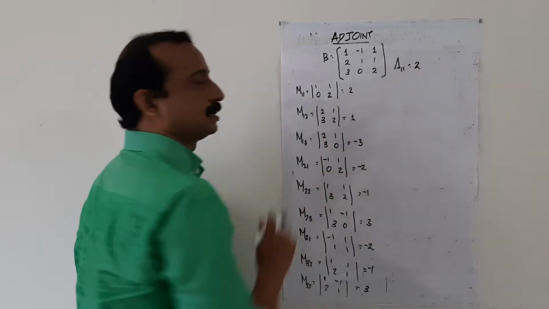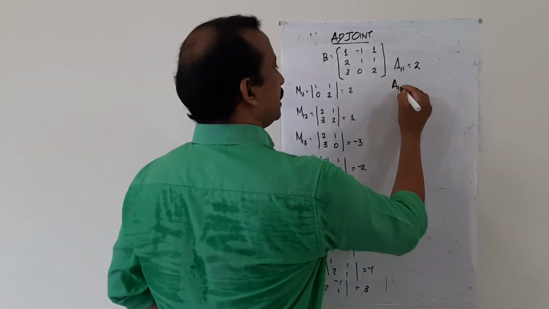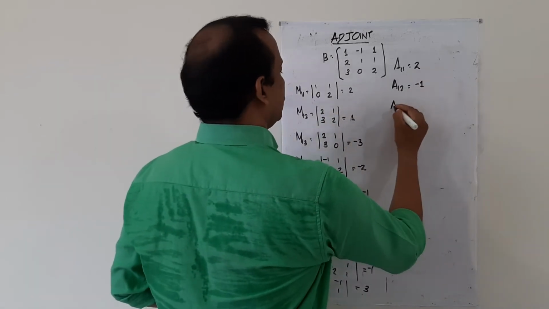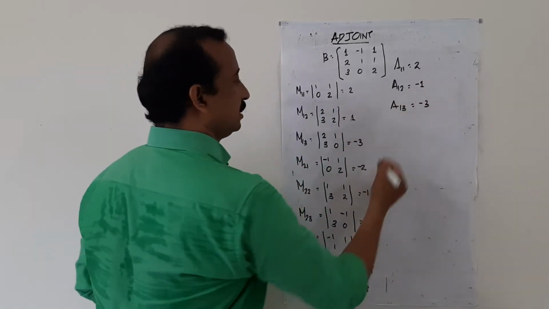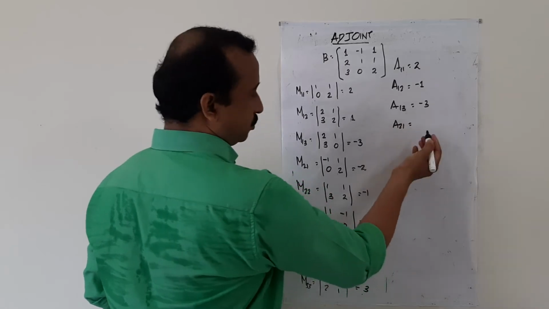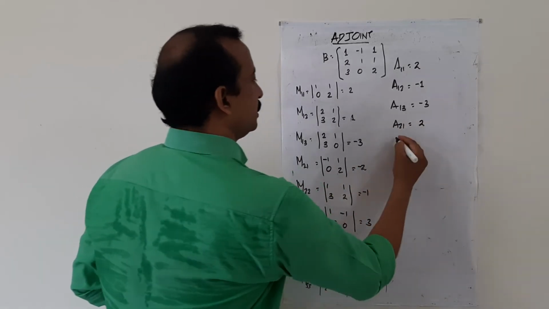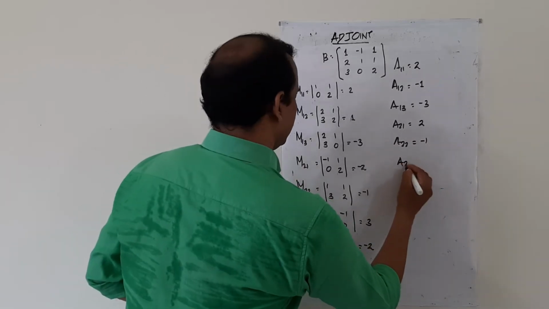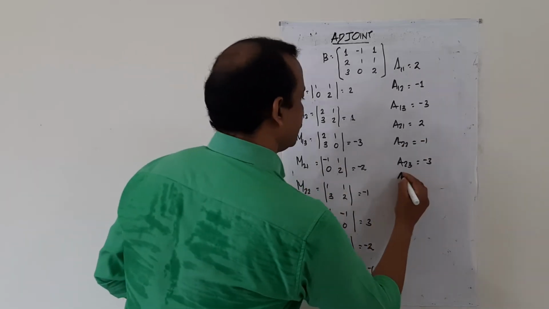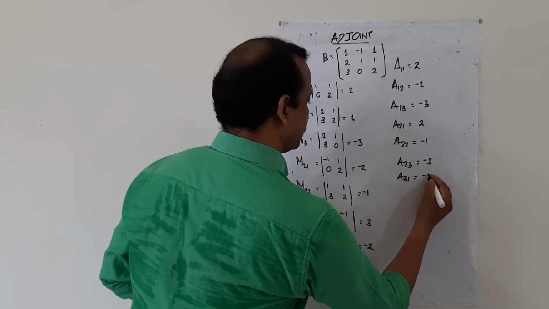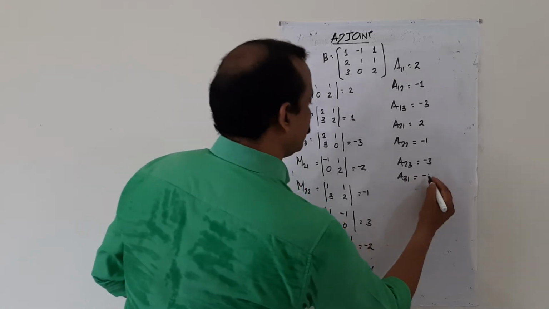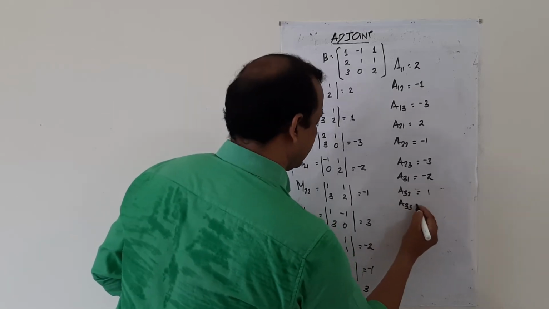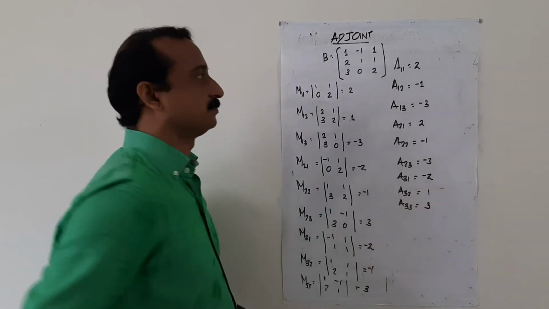A11 is the same, 2, because 1 plus 1 is an even number. Then A12, 1 plus 2 is an odd number, so we get a sign change, minus 1. A13, same answer, minus 3. Then A21, 2 plus 1 is an odd number, so the answer is 2. A22, same answer, minus 1. A23, minus 3. A31, minus 2. A32 is again plus 1. A33 is plus 3. That's all.